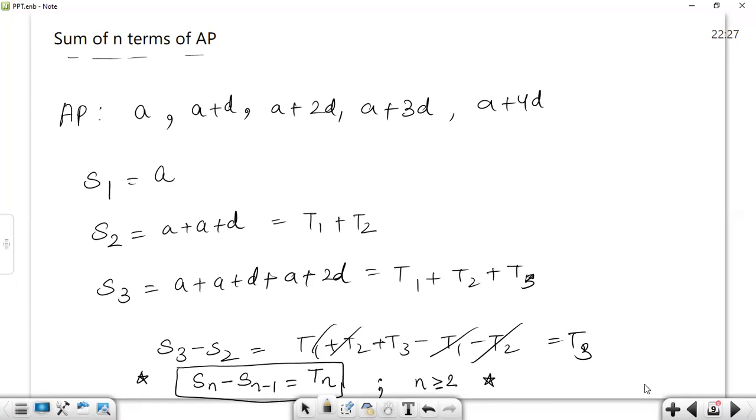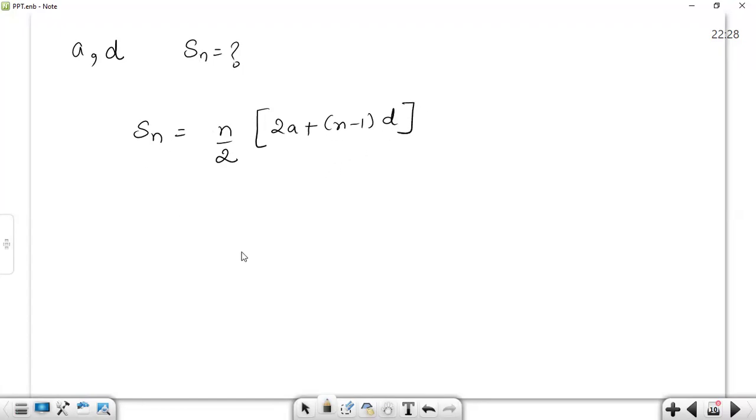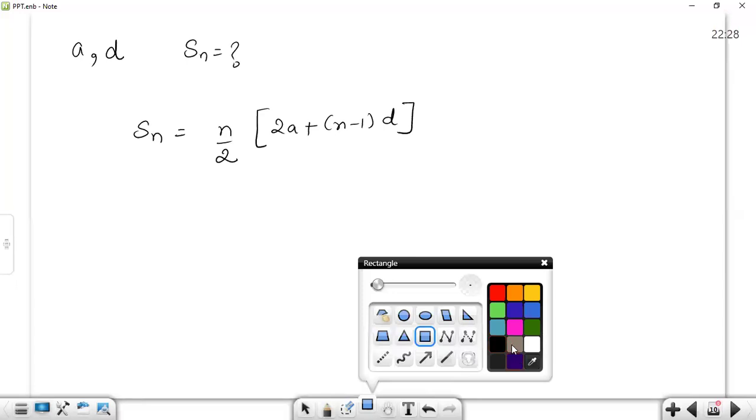Now also let's discuss the sum of n terms formula. If we are given a and d only, and we have to find the sum of n terms of that AP, how can we do so? Simply by this formula: S of n is equal to n by 2 into 2a plus n minus 1 into d. Clear? This is the formula. Important, very important.